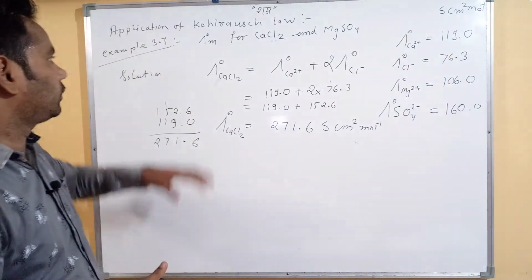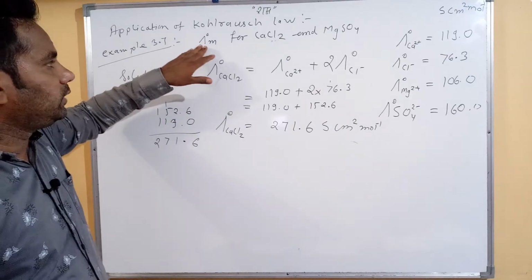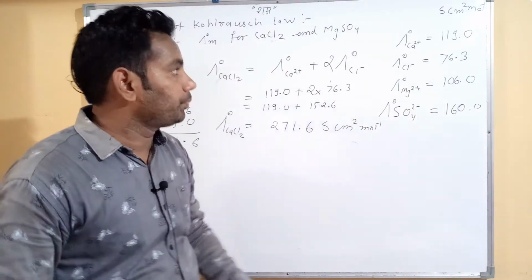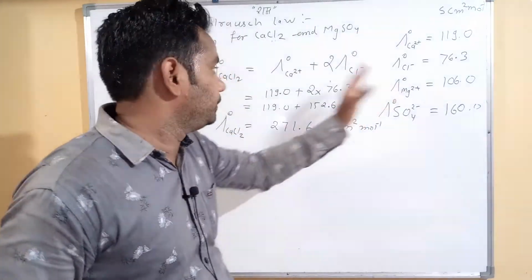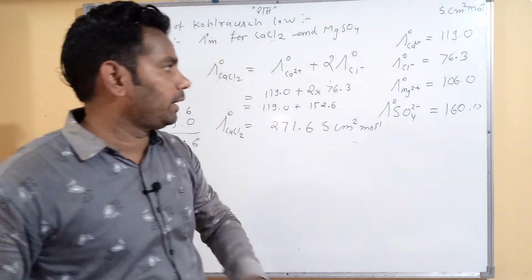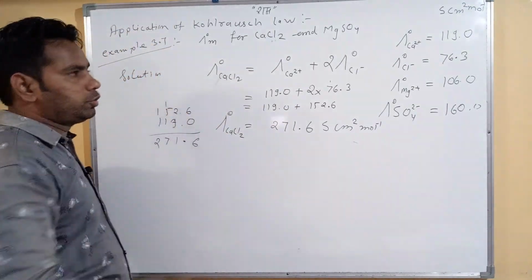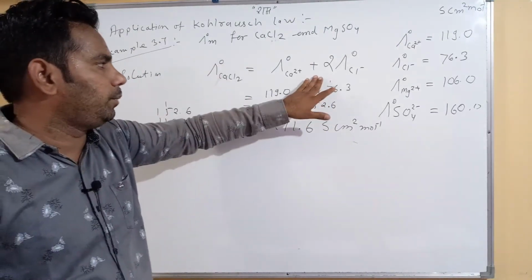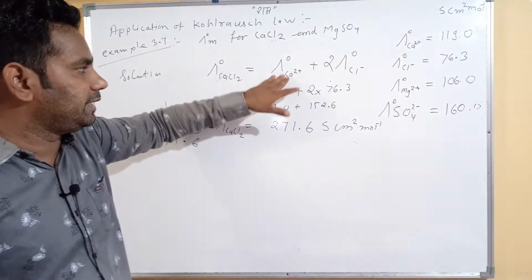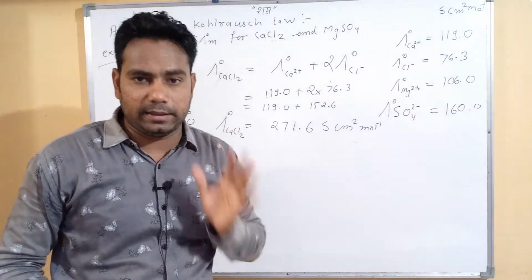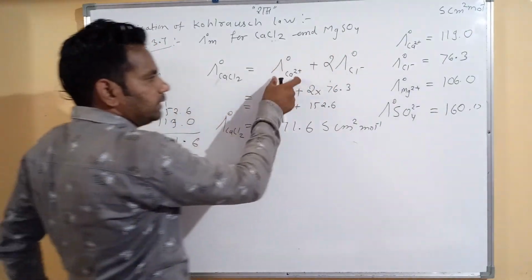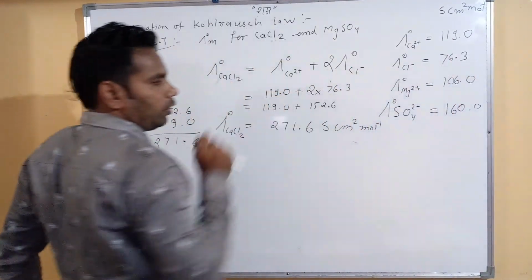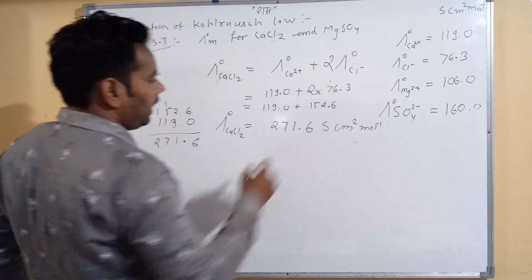How do I calculate? The question says calculate the limiting molar conductivity for CaCl2 and MgSO4. Some values are given in the question and I write the others from the table. According to Kohlrausch's law, the limiting molar conductivity of CaCl2 is equal to the sum of the limiting molar conductivities of Ca2 plus ions and Cl minus ions. So I put the value of Ca2 plus ion from here, then Cl minus ion from here, and then solve and calculate the answer.